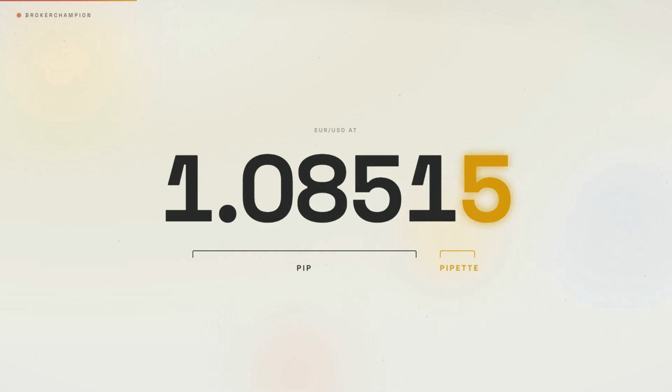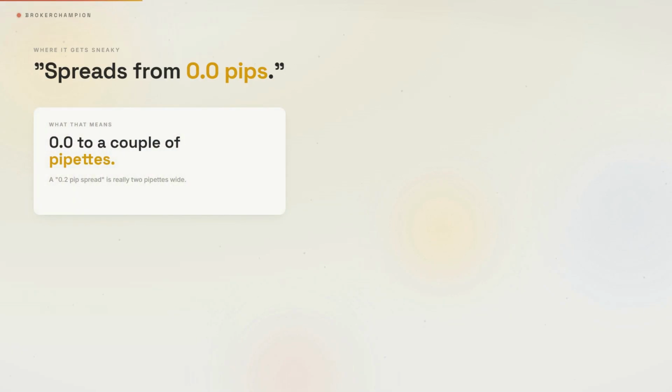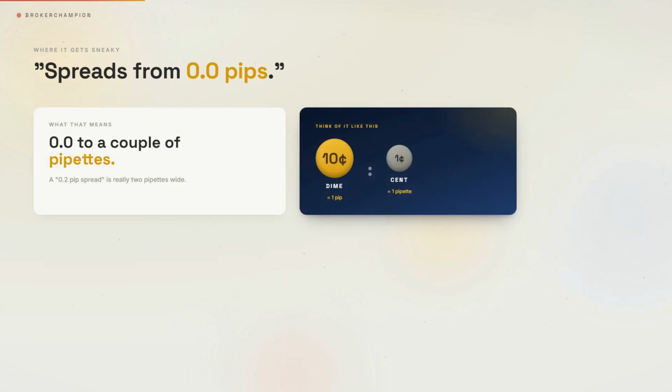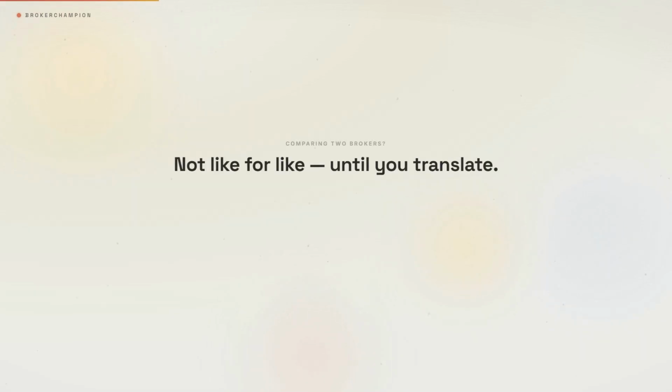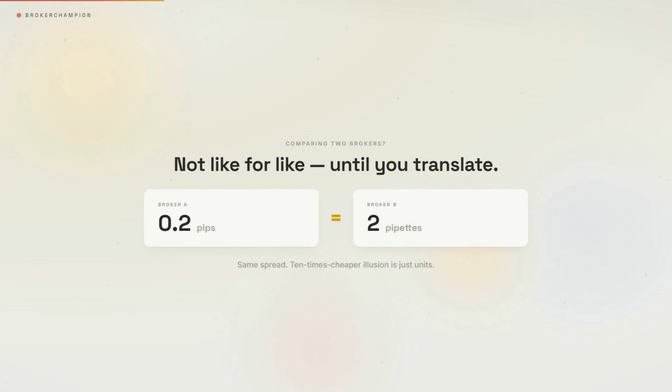Here's where it gets sneaky. When a broker advertises spreads from 0.0 pips, they almost always mean 0.0 to a couple of pipettes. A 0.2 pip spread is really 2 pipettes wide. Think of a pipette as a cent to a pip's dime. Still tiny, but when you're comparing 2 brokers and one quotes in pips while the other quotes in pipettes, you're not comparing like for like until you translate them.